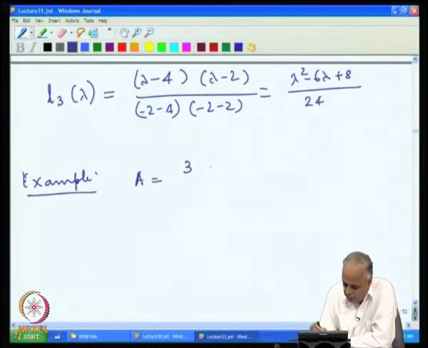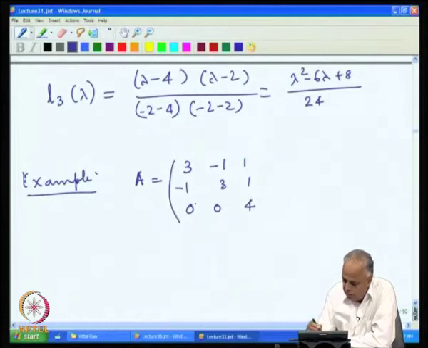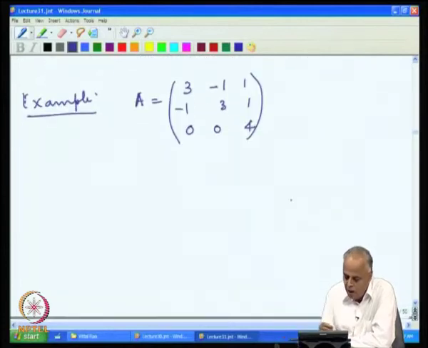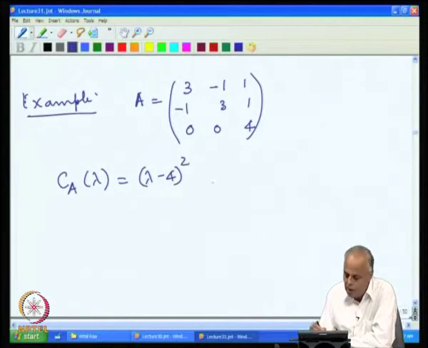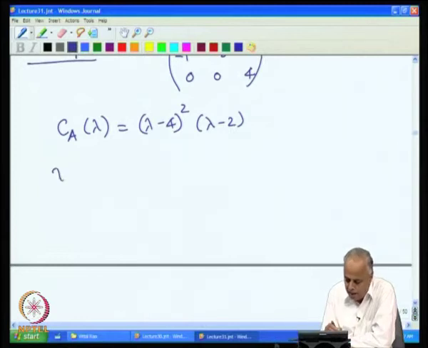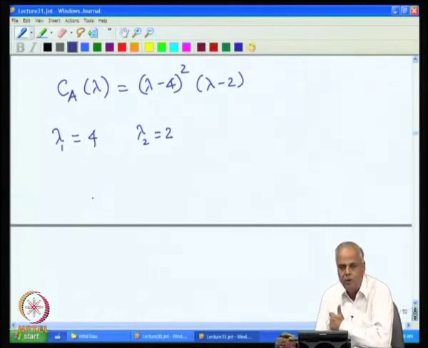A is [[3, -1, 1], [-1, 3, -1], [0, 0, 4]]. This is another example which we have seen in the previous lecture, and we found that the characteristic polynomial is (lambda minus 4) squared into (lambda minus 2), and therefore, the eigenvalues were lambda 1 equal to 4 and lambda 2 equal to 2. There are only two distinct eigenvalues now. The eigenvalue 4 repeats twice. So, the distinct eigenvalues are 4 and 2.